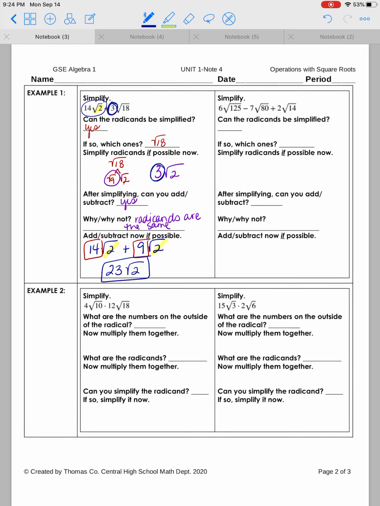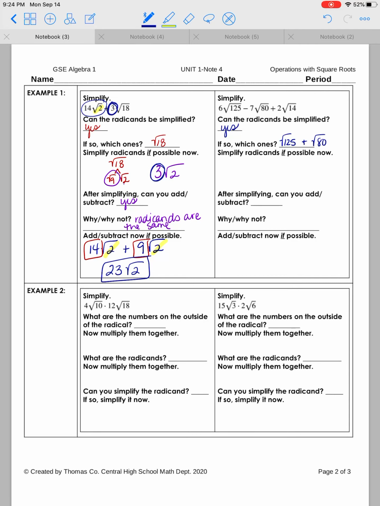Okay, let's look at the next one. 6 square roots of 125 minus 7 square roots of 80 plus 2 square roots of 14. So right now I cannot add or subtract any of these together because none of them have the same radicand. But can I simplify some radicands? Yes, I sure can. If so, which ones? I can simplify the square root of 125, and I believe I can simplify the square root of 80. I don't think that I can simplify square root of 14.